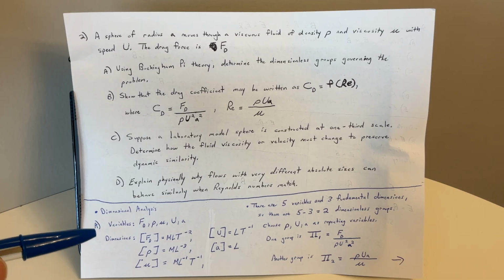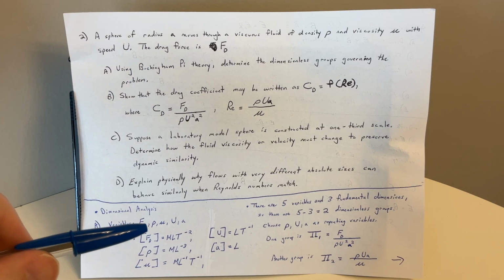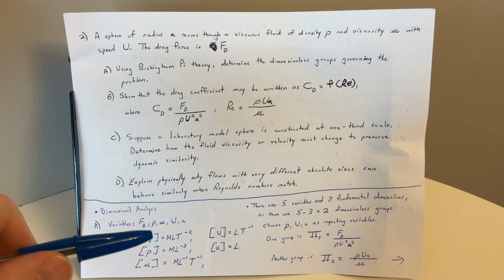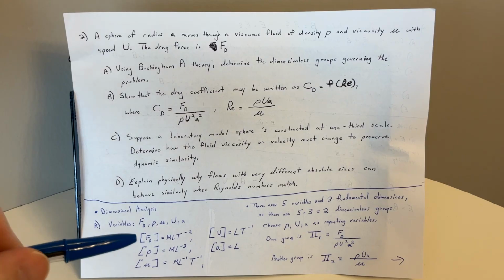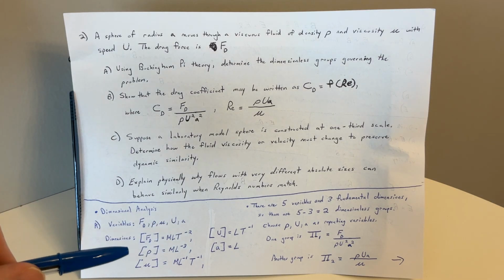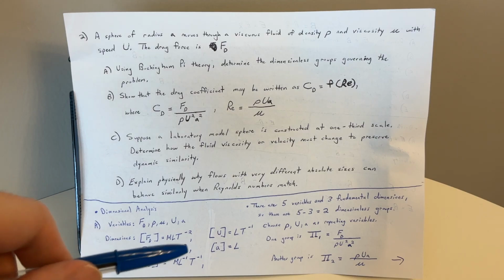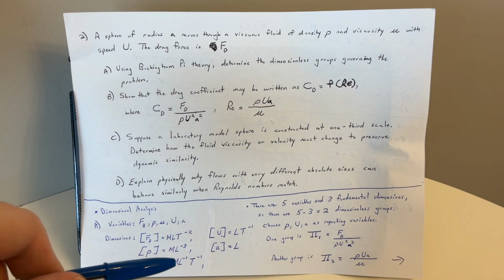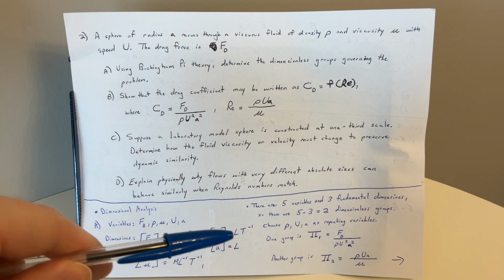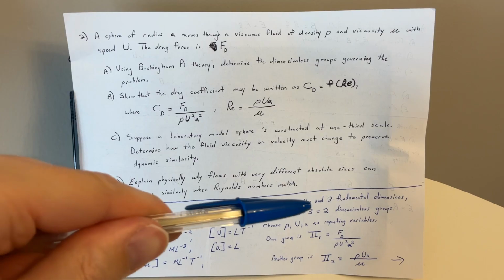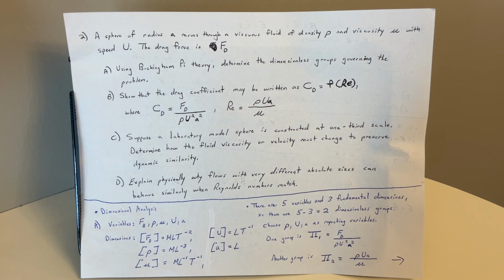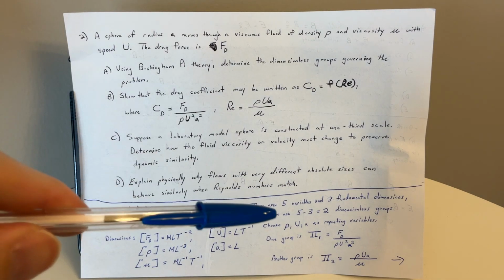So, dimensional analysis here. The variables are F sub d, rho, mu, u, and a. Dimensions: F sub d equals M L T^-2, rho equals M L^-3, mu equals M L^-1 T^-1, u is L T^-1, and a is L. So we have 5 variables and 3 fundamental dimensions. If we subtract 5 minus 3, we have 2 dimensionless groups governing the problem.